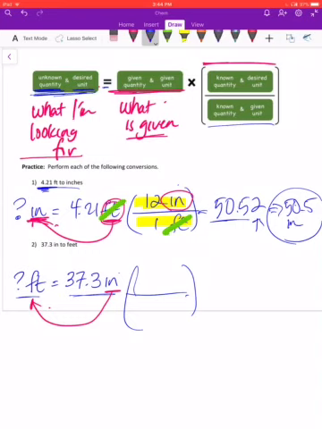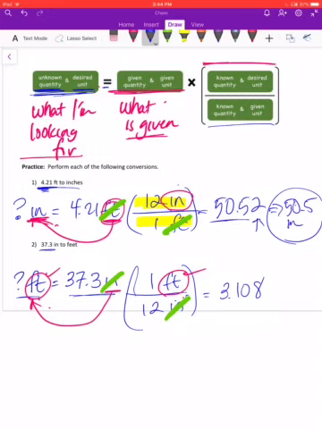This time, I want to get rid of inches, which means that needs to go on the bottom. The feet need to go up top. So I'll put those guys in there. I have inches on top, inches on bottom, so those will cancel. I have feet left over. This is what I was looking for, so we're good. So we do a little check for that. And now we just need to plug everything in. So 37.3 times 1 divided by 12 is going to give us 3.108.